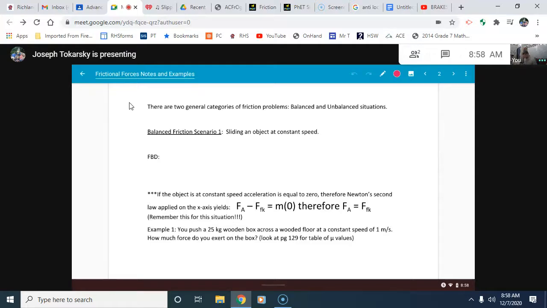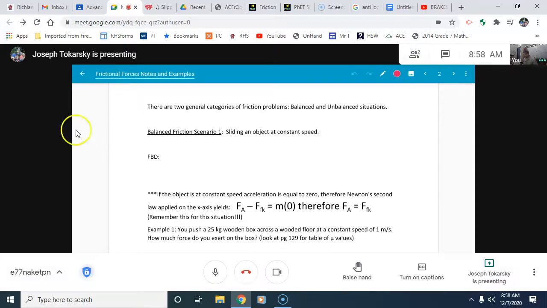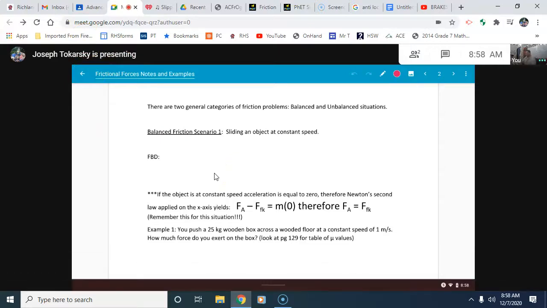All right, so the first scenario, and we're still going to use some examples maybe that we discussed earlier. Balanced friction scenario 1, sliding an object at constant speed. And by the way, I will again post these finished notes. So there'll be a blank copy if you want to do these with me. You could print that off and fill it in, but I'll also include the completed notes when I post this lesson.